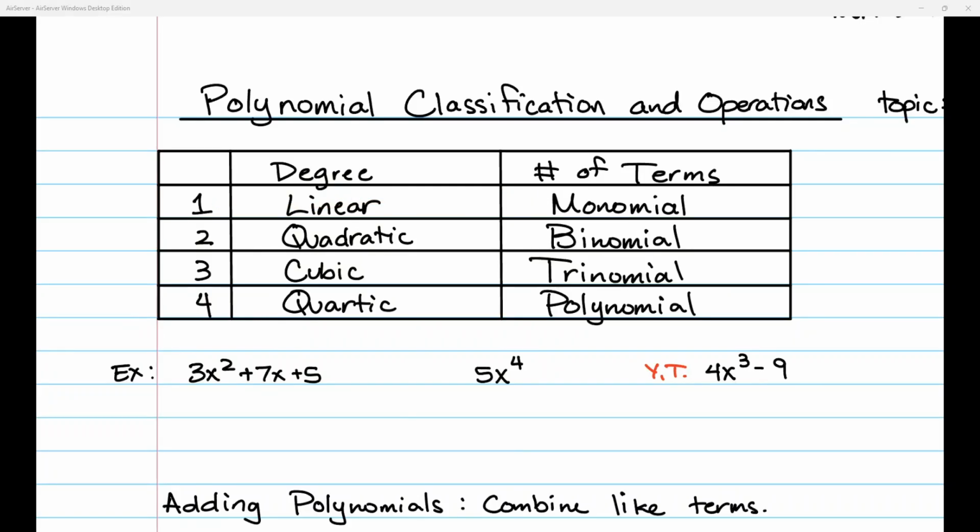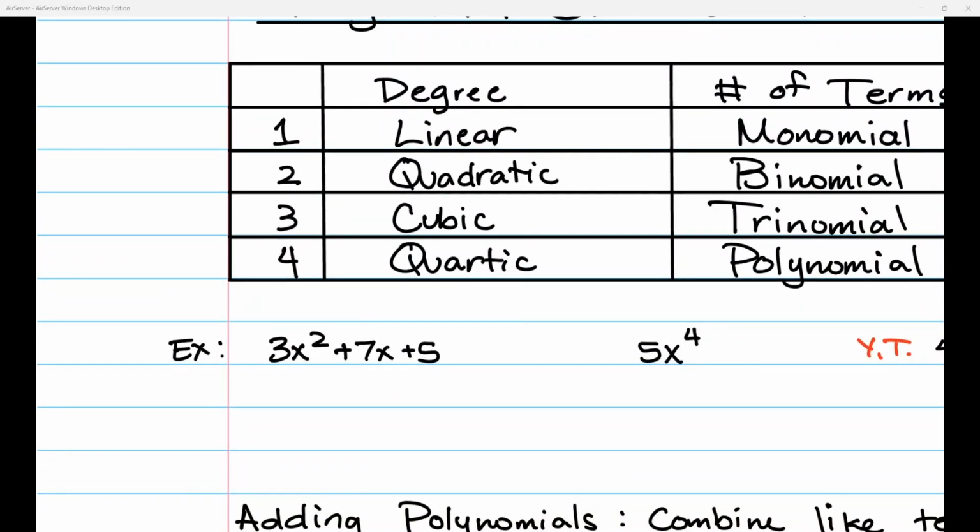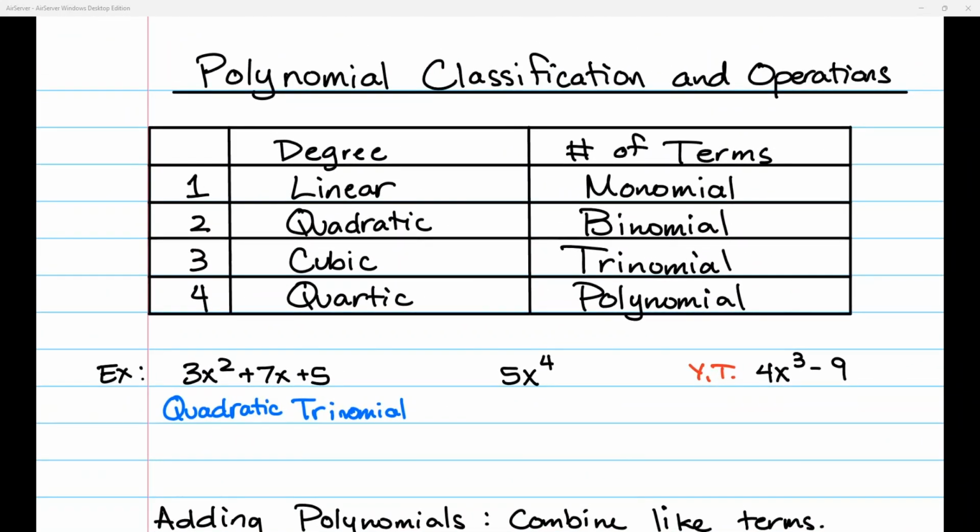So let's backtrack a little bit. Let's talk about this one again. We're going to use both names now. First, you're going to go off the degree, and then you're going to go off the number of terms. So because this has a degree 2, I know it's a quadratic. And because this thing has 3 terms, I know it's a trinomial. So I'm going to call this a quadratic trinomial. Let's take a look at the next one. Same thing. First, we look at the degree. I know it's a degree 4, so I'm going to call it a quartic. And then because there's only 1 term in it, it's a quartic monomial.